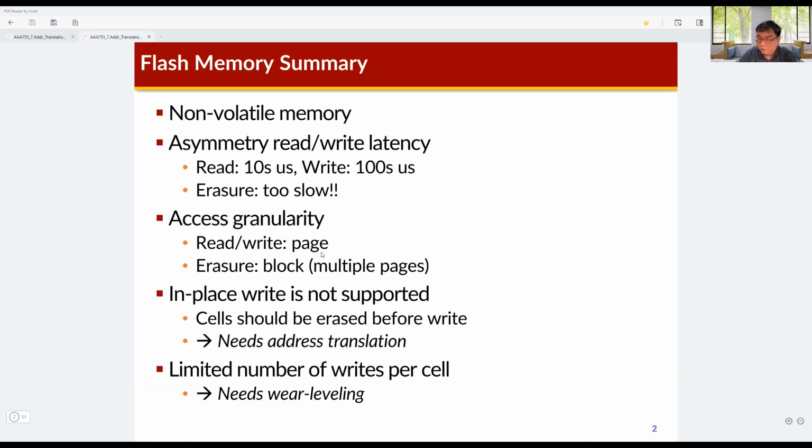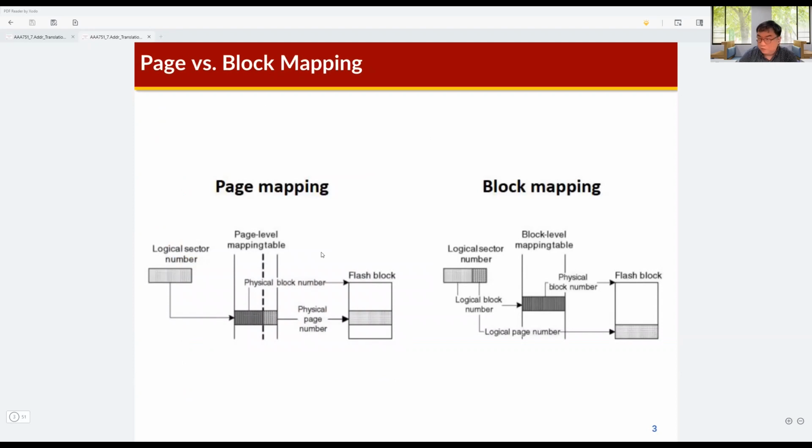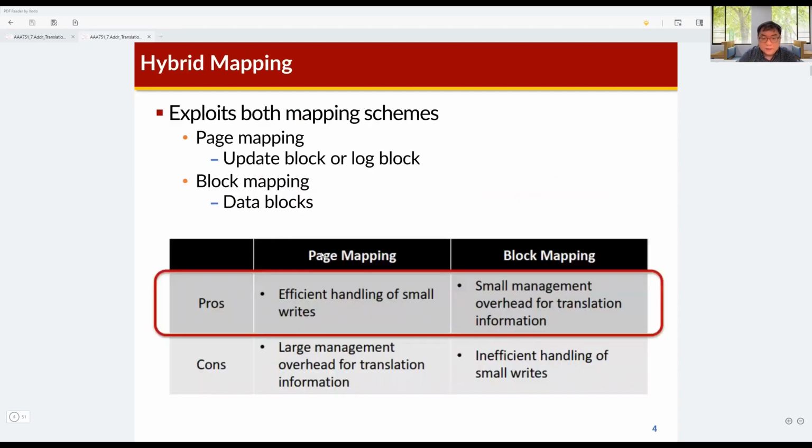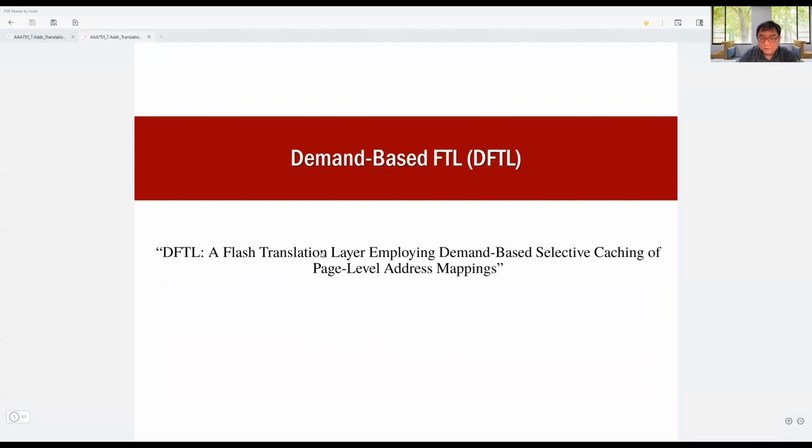These are the flash memory summary. Okay. So we also learned about the benefits and disadvantages of page mapping and block mapping mechanisms. Now I will introduce the demand-based FTL called DFTL. The title of this paper is DFTL: a flash translation layer employing demand-based selective caching of page level address mapping.